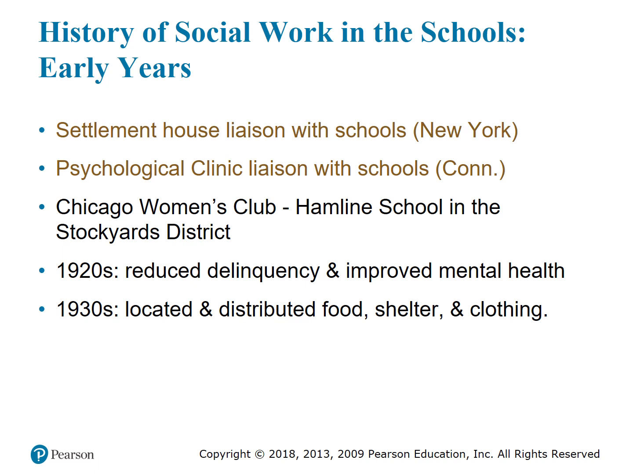It's very important to note that in the 1920s, the school social worker role was to reduce delinquency and improve mental health. Remember, children were still working outside the home, and the way in which children were being seen had recently changed. So it was vital to get these children back into a school setting. And so 1930s, with the Great Depression, they located and distributed food, shelter, and clothing.